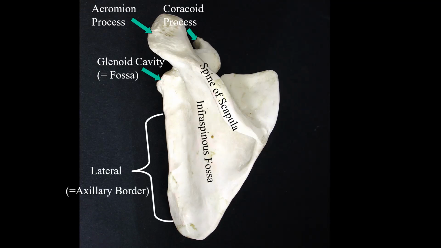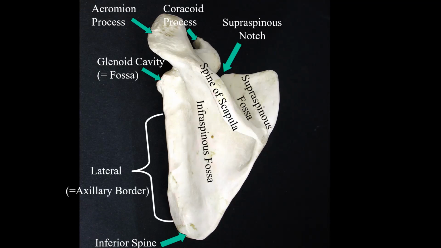The infraspinous fossa, the inferior spine, supraspinous notch, supraspinous fossa. This is the fossa. This is very important.